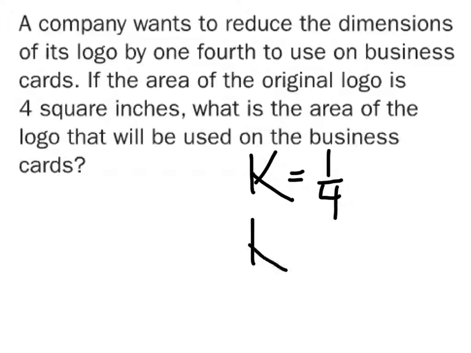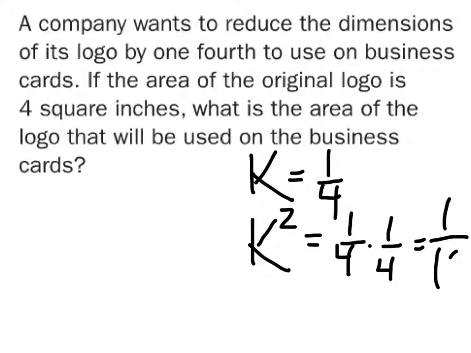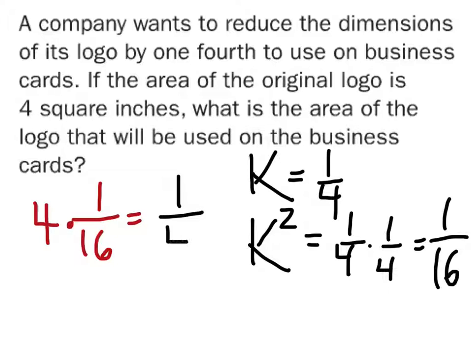Well, what we need from this is to find out what K squared is. So I'm going to take 1/4 and multiply it by 1/4. This will give me 1/16, which is my area scale factor. From here, all I do need to do is take the original logo, 4 square inches, and multiply it by my area scale factor of 1/16. And it looks like this is going to be the area of the new business card. That'll be 1/4. This is in inches squared.